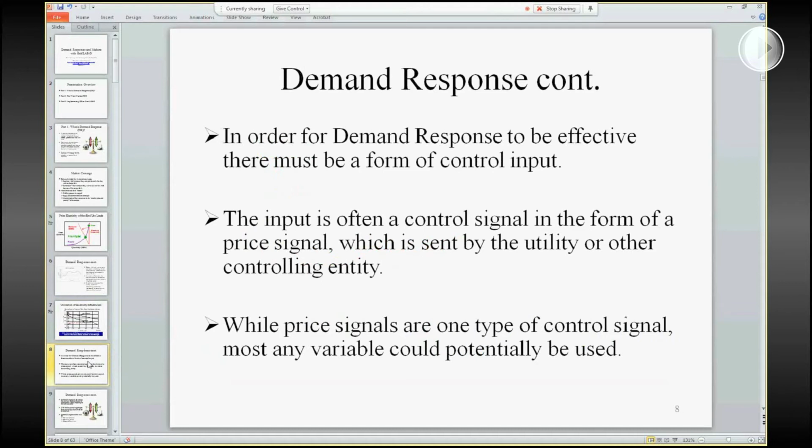But then really what we want to get to is that in order for demand response to be effective, you have to have some form of control input. Whether this is a very passive form of control, like simple time of use pricing, or it's much more complicated like real-time pricing or closed loop direct load control, either way there is a control input, and how you push that control input in is the level of interest of what we're trying to look at here.